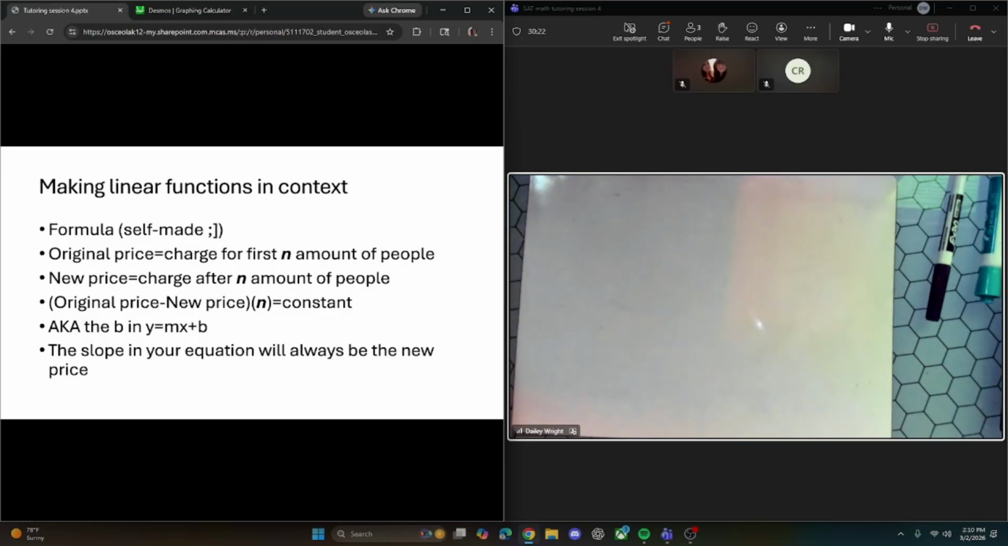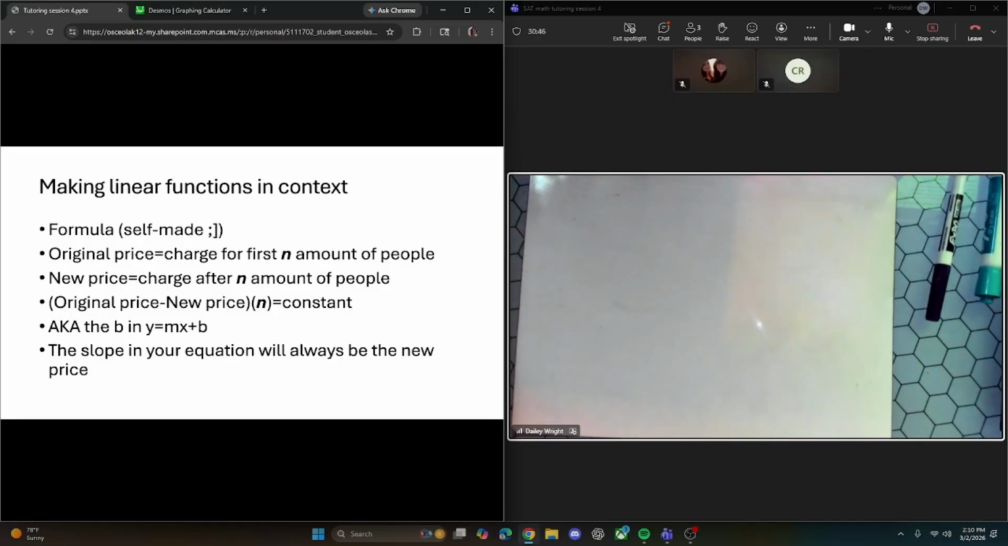The first topic we are going to go over is making linear functions in context. What I used to do when I always saw these questions is, depending on the context, I would just try to figure out the questions by that. But I figured out a formula that helps you pretty quickly get every single one of these questions.